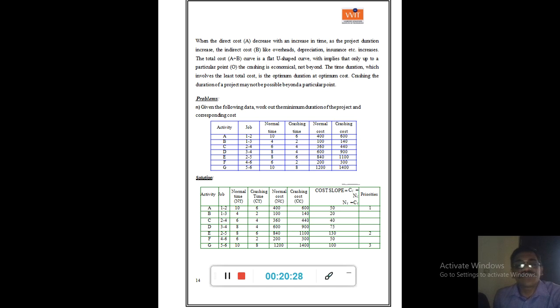Cost slope has been found out by using the formula crash cost minus normal cost by normal time minus crash time. If you look at the cost slope, you can find 50 is the cost slope for activity A. For activity B it is 20, C 40, D 75, E 130, F 50, G 100. These are the cost slopes.